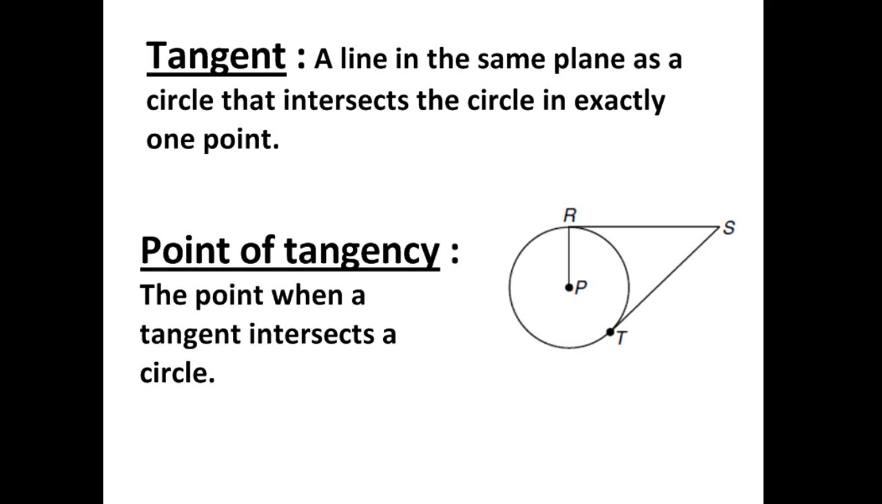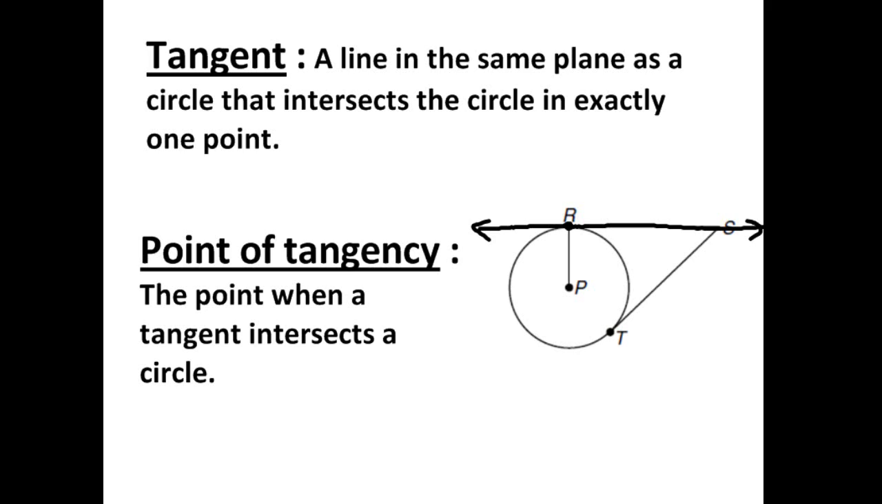Line RS, if I would extend that out, that line would be a tangent to circle P. It hits circle P at just one spot, point R, and that would make point R the point of tangency. That's the one place where the tangent intersects the circle.